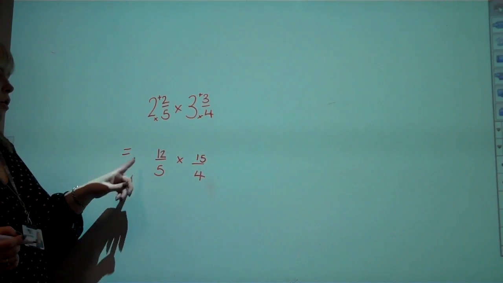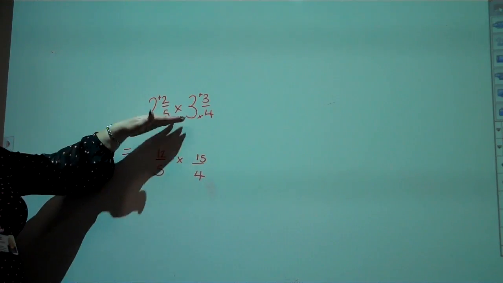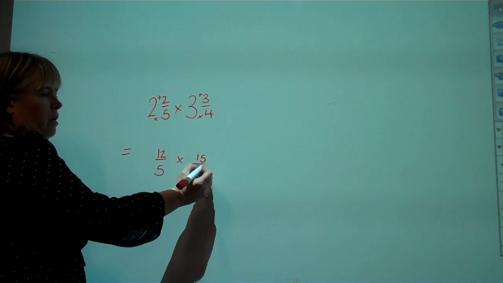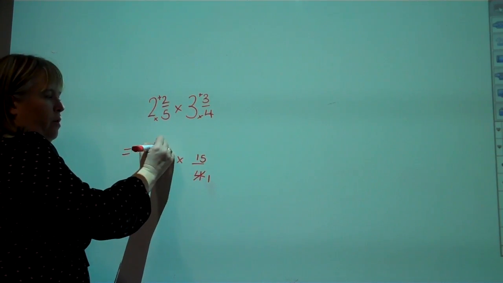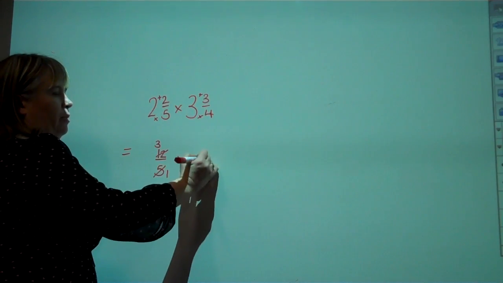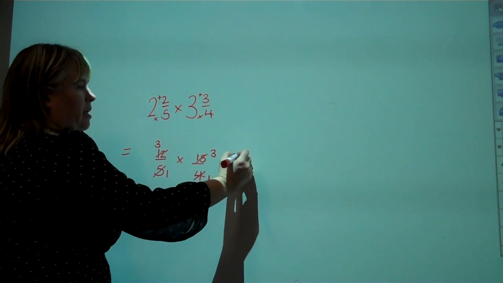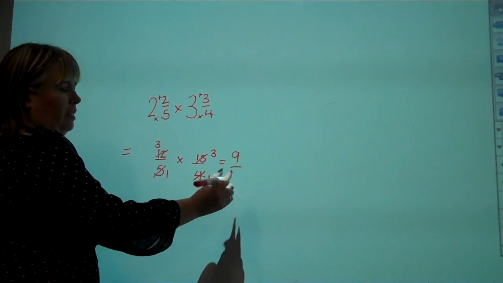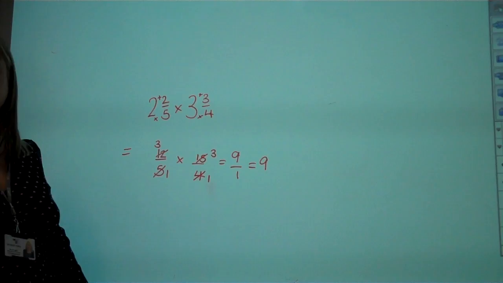Can I just times the numbers? Well, you can just times numbers, but before we times them, can you see any cancelling I can do? Yeah. 4 goes into 4 once, and it goes into 12, 3 times. And 5 goes into 5 once, and goes into 15, 3 times. So then 3 times 3 is 9. 1 times 1 is 1. And 9 divided by 1 is just 9.